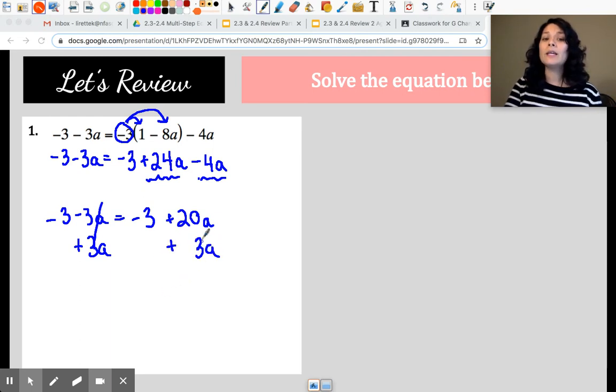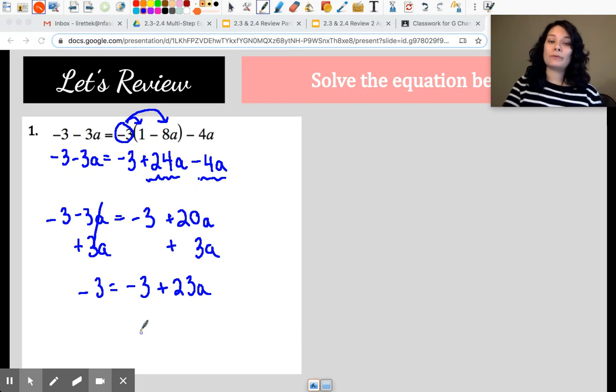And the reason why I'm going to do this is because it's going to leave me with a nice positive term on the right. You can certainly subtract on the left, but you'll just want to remember when you do that, negative 3a minus 20a, their signs are the same. You have to add them together and make sure it stays a negative. So I say do what you feel comfortable with, just paying mind to your signs. Okay, so 20 plus 3a gives me 23a. Steps 1 through 3 are taken care of.